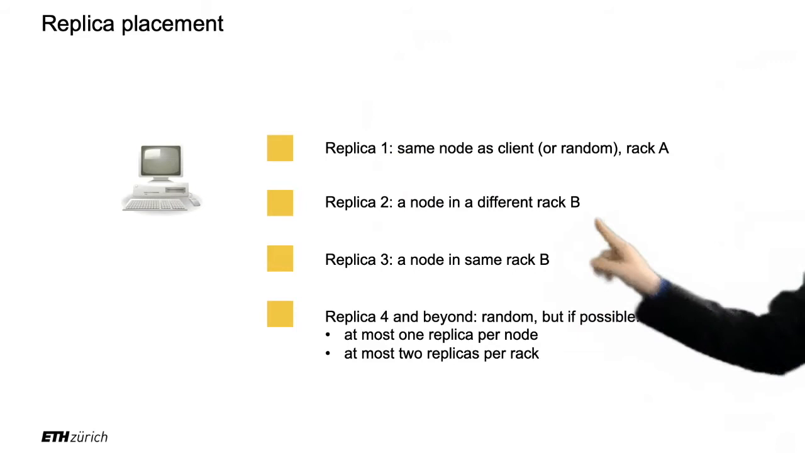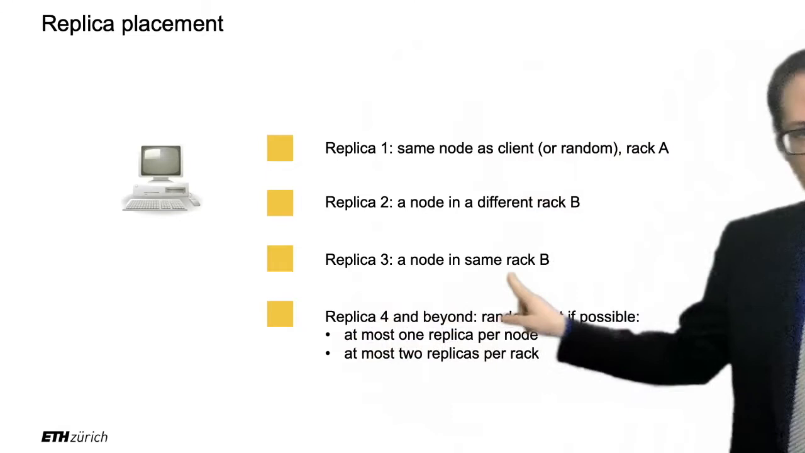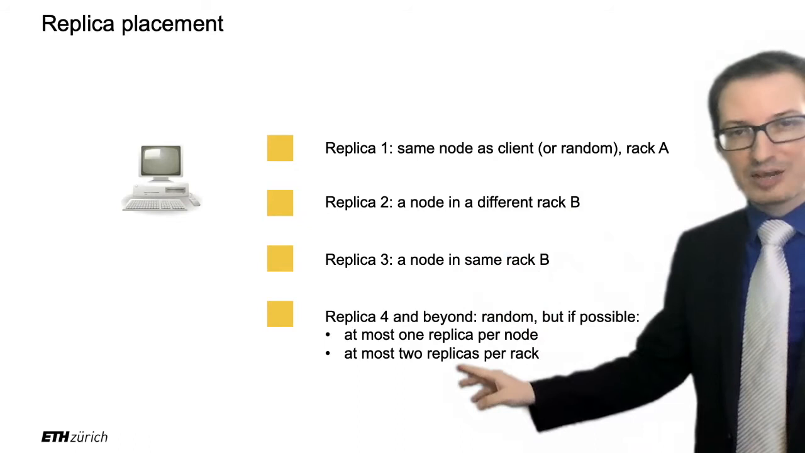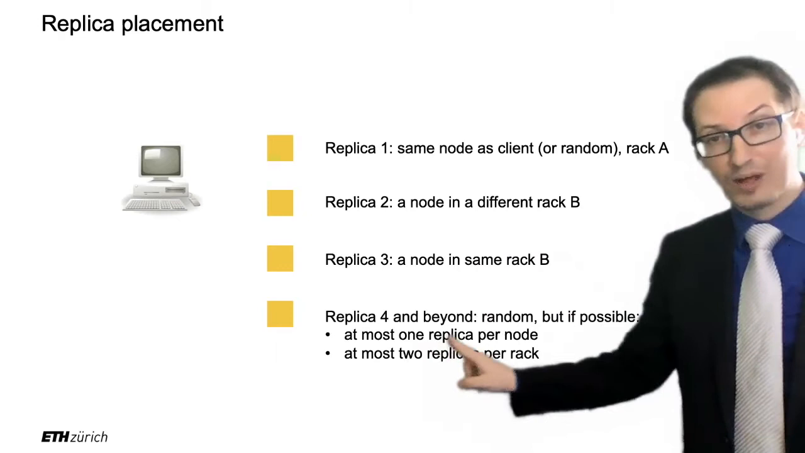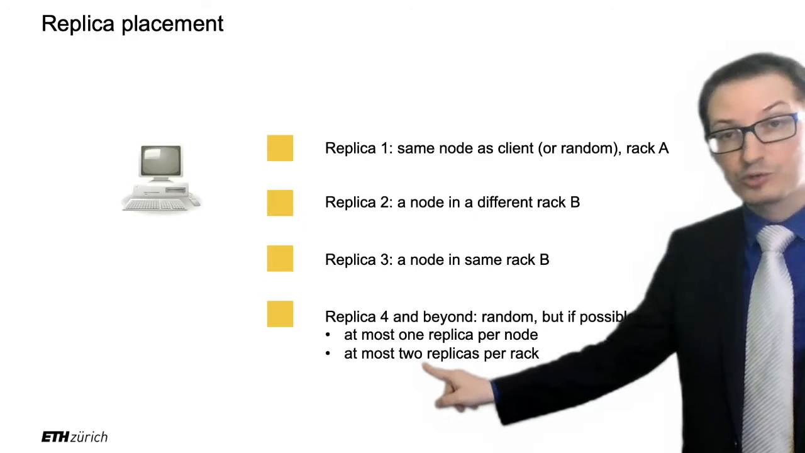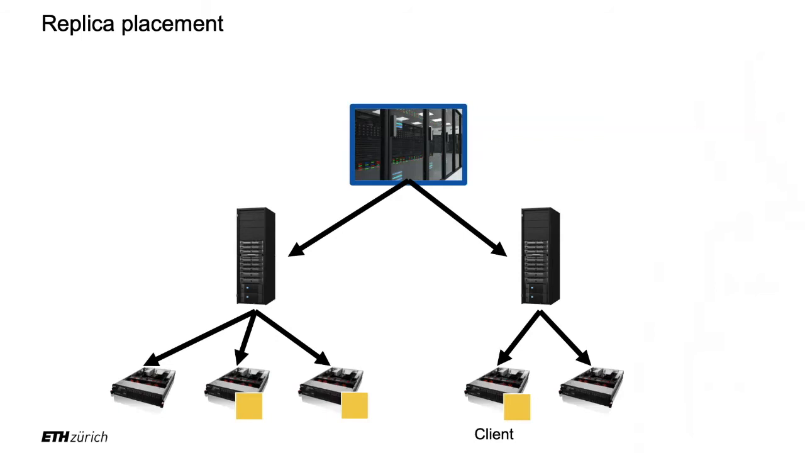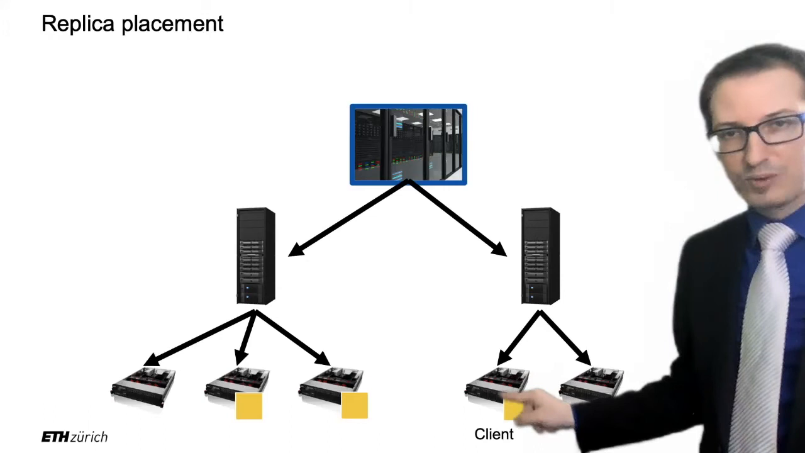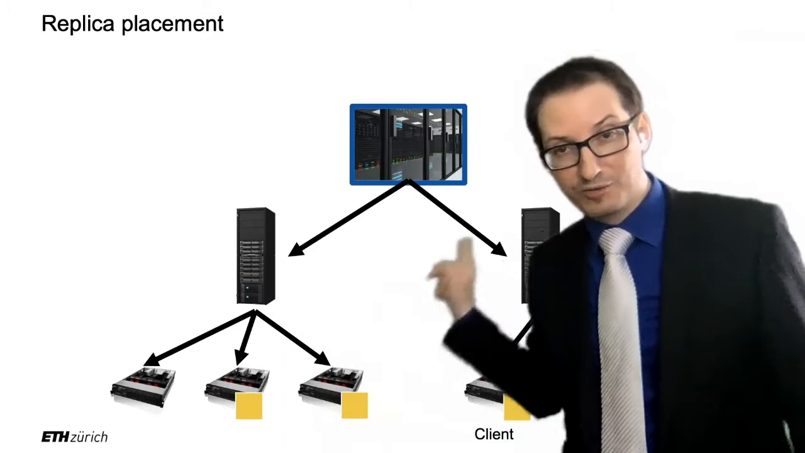And replica 3 is a node in the same rack B, right? So A, B, and again B, but a different node. And for replica 4 and beyond, we just start doing it randomly, but if possible, no more than one replica per node, as I already told you, because if the node crashes, you lose both, and at most 2 replicas per rack. All right, so this is the idea, right? So if you have the client right there, this is the client, there is one replica on the same machine as the client, and there is a second replica in this other rack, different rack, and the third one is in the same other rack, but on a different node. This is the default.